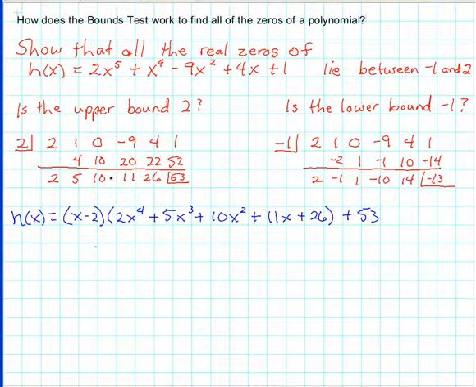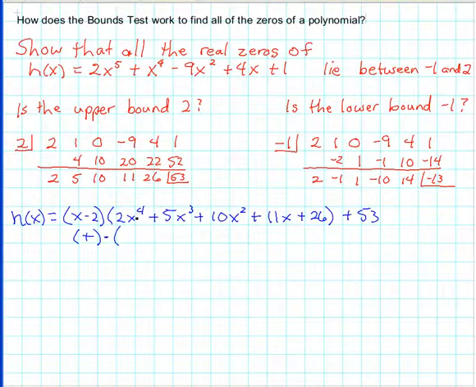Okay, so the question is, are there any zeros or x-intercepts that are larger than 2? Is 2 an upper bound of all of the zeros? Well, let's try putting any number that's larger than 2 in for x. Any number larger than 2 is going to make x minus 2 a positive quantity that I'm multiplying here by.